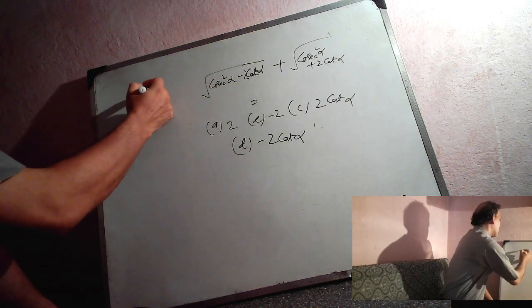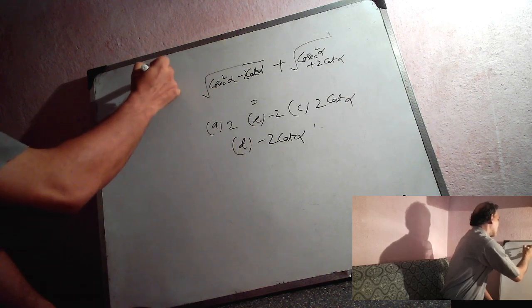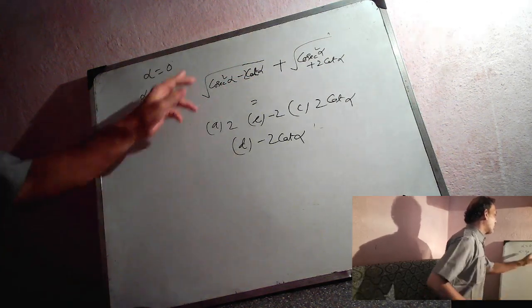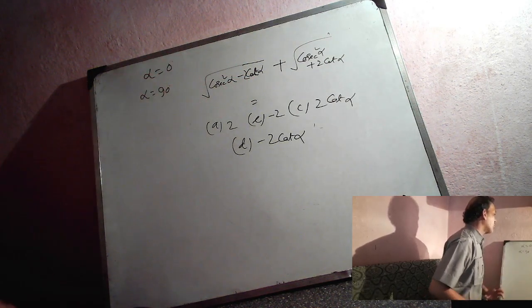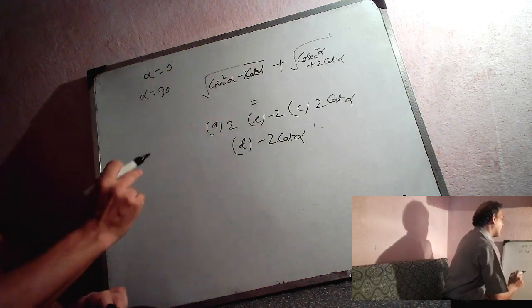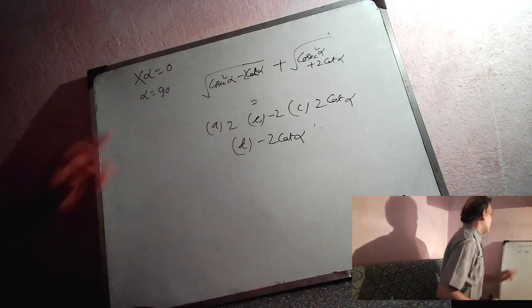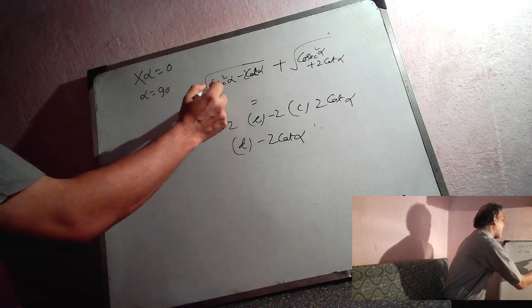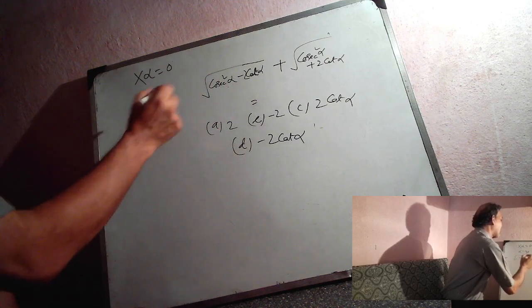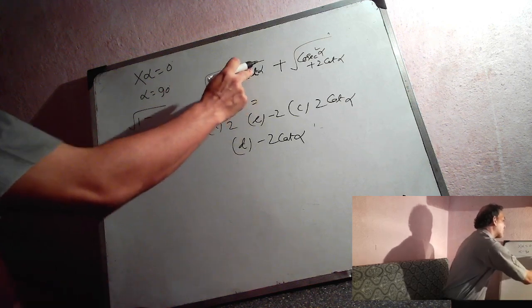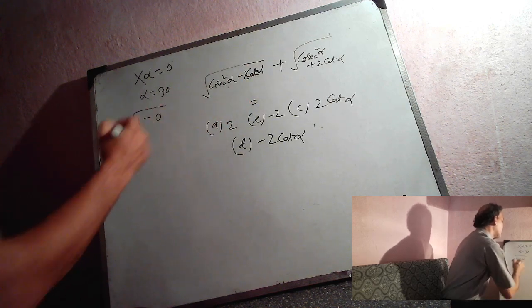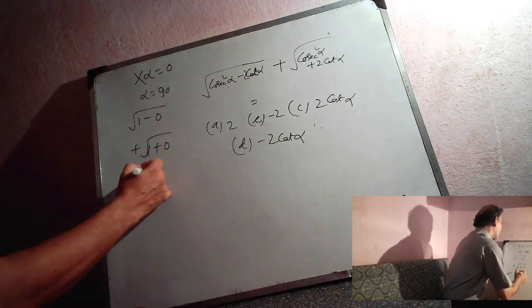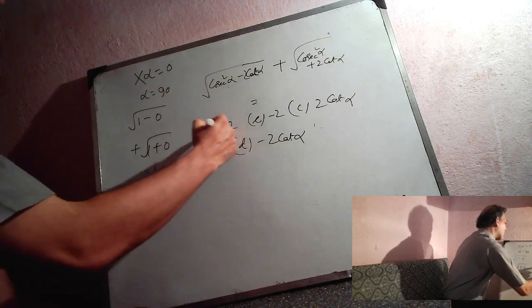Here, don't replace α by 0. Why? Cot 0 equals cos 0 by sin 0, and sin 0 is undefined, since cot means cos by sin. That is why don't put α equals 0. Put α equals 90. Cosec 90 is 1 because sin 90 is 1, and cot 90 is 0 because cos 90 is 0. So this will be 1 + 1, which is 2. So the answer will be 2.